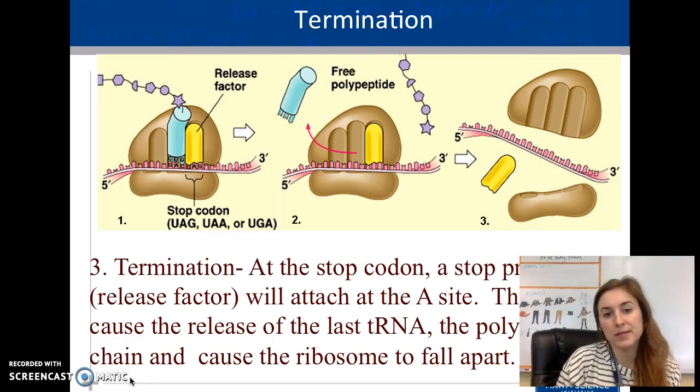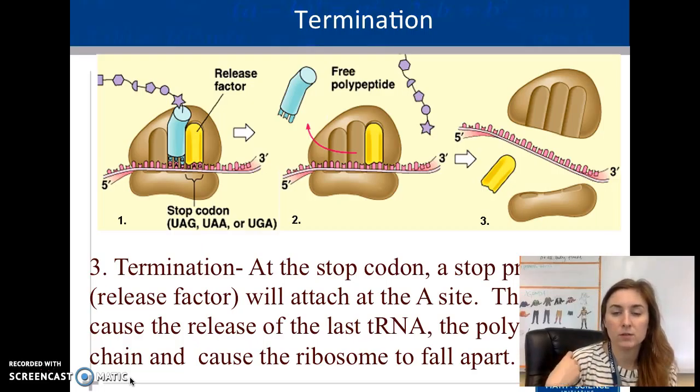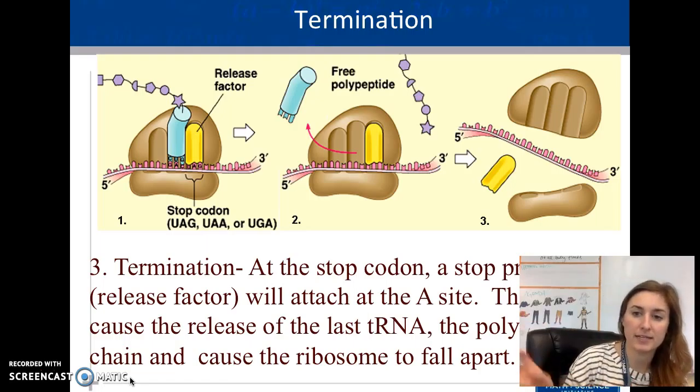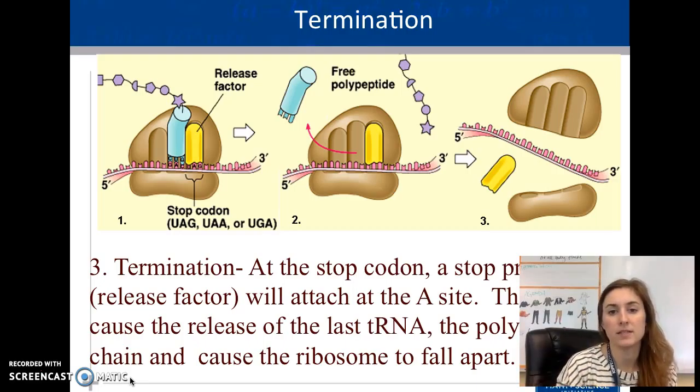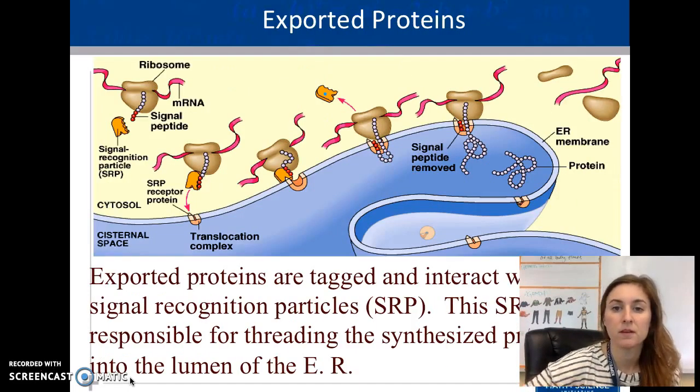The final step is termination. At the stop codon, a stop protein will be produced, which is a releasing factor, and it arrives at the A site, so no more tRNAs can start filling in the A site. This means that once it gets to the final E space, it will all fall apart, and the polypeptide chain or the protein chain will go to wherever it's going.